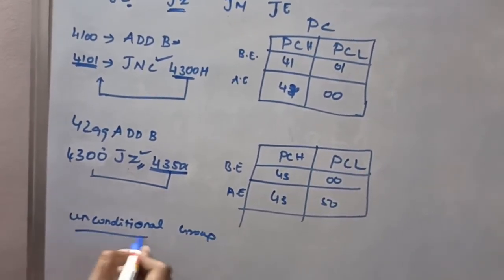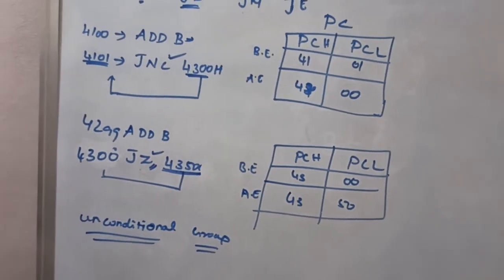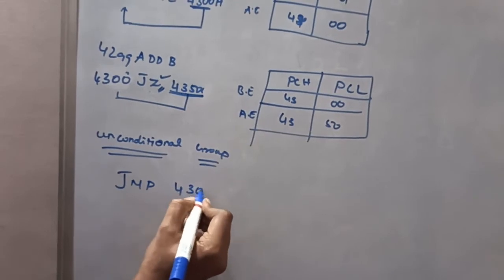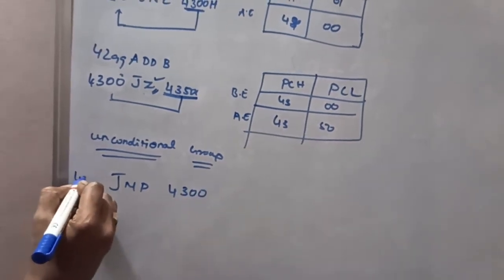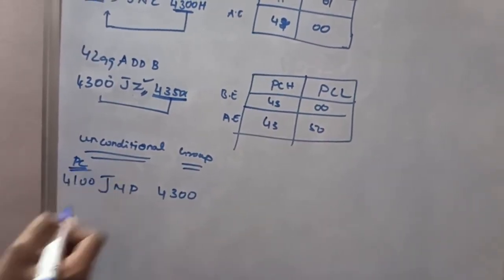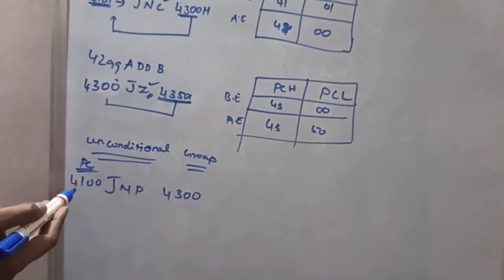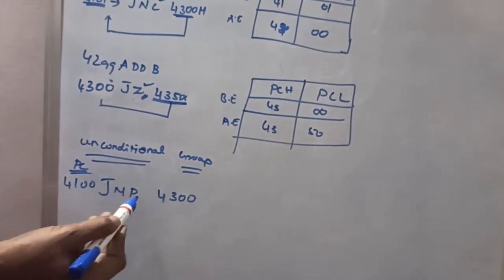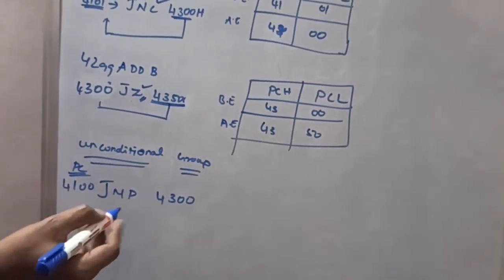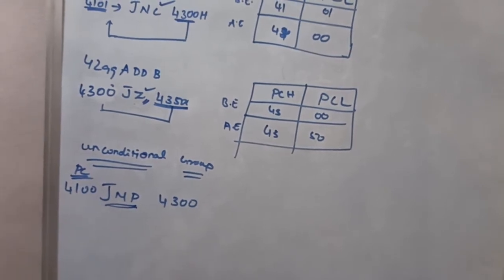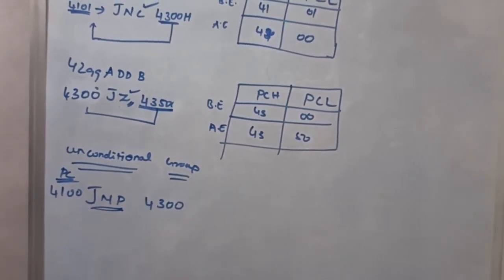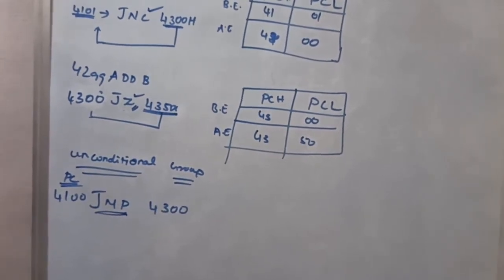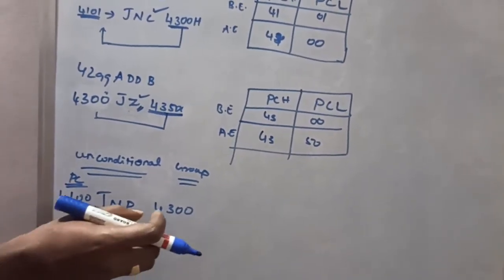The same instruction is executed in the unconditional group. The instruction is JMP 4300, and the program counter value is 4100. Before execution, the program counter value is 4100, so this memory location points to the instruction jump 4300. In this instruction, we don't check any condition, so we don't bother about the carry, parity and zero values. It just executes.